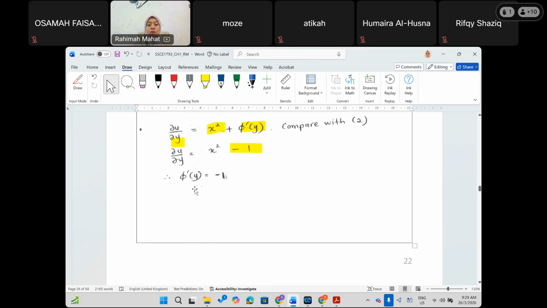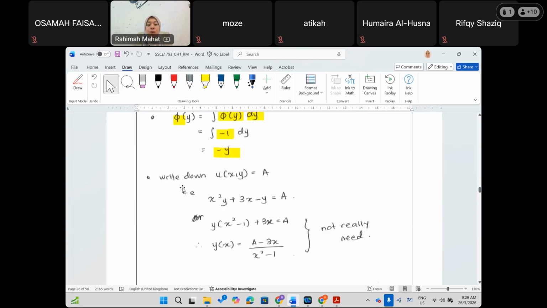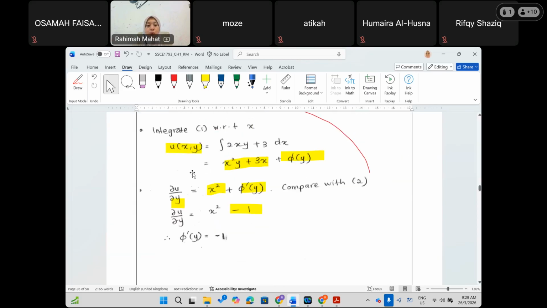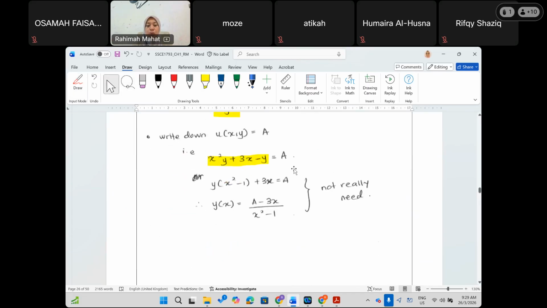And how do we get phi of y? You need to integrate, because this one is prime. You do the integration of phi prime of y dy. So integrate -1, you will get -y. Okay, so we write down u(x,y) is equal to a. What is your u? U is x squared y plus 3x plus phi of y, and phi of y is -y. So that's why we get x squared y plus 3x minus y is equal to a.